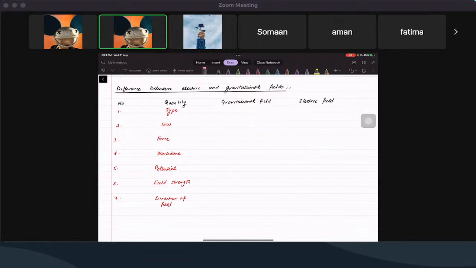So for gravitational fields, the type is that it is an attractive field, and electric field is repulsive and can be attractive as well. Okay, that's a similarity and a difference both. Law: Newton's law of gravitation. In this one it is Coulomb's law.